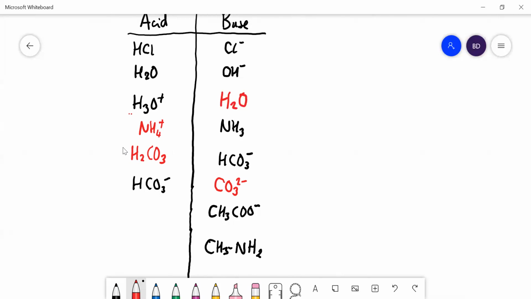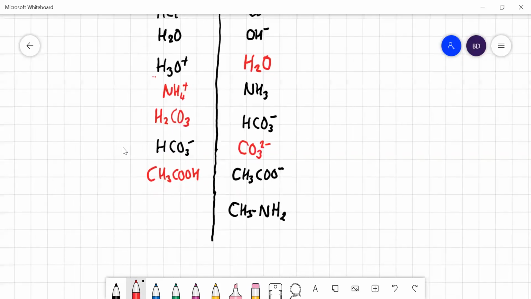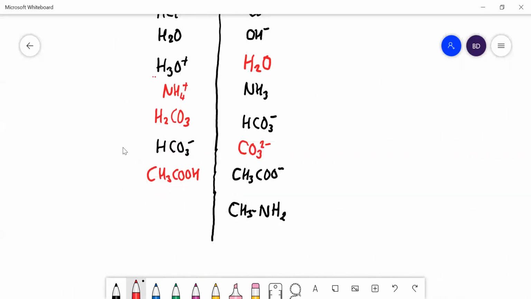This is the ethanoate ion. Stick a proton on that. You get ethanoic acid. And this is methylamine. That's a base. So stick a proton on that. The proton goes on the nitrogen because it's got a lone pair on it. So you get CH3NH3 plus.